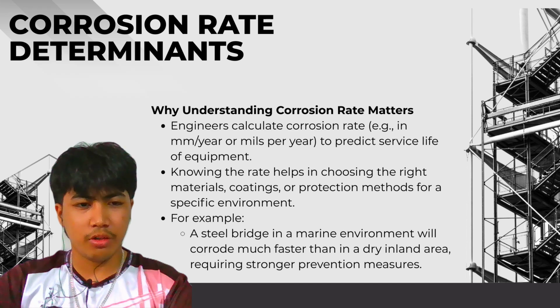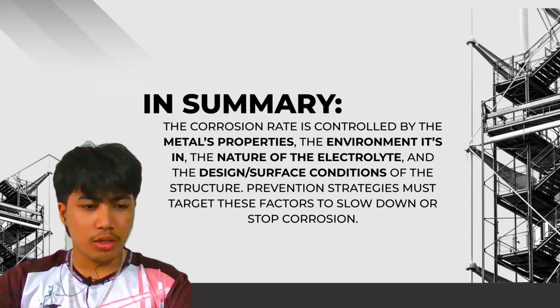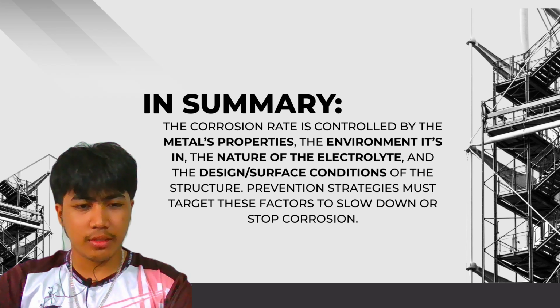stronger prevention measures. In summary, the corrosion rate is controlled by the metal's properties, the environment it's in, the nature of the electrolyte, and the design and surface condition of the structure. Prevention strategies must target these factors to slow down or stop corrosion.